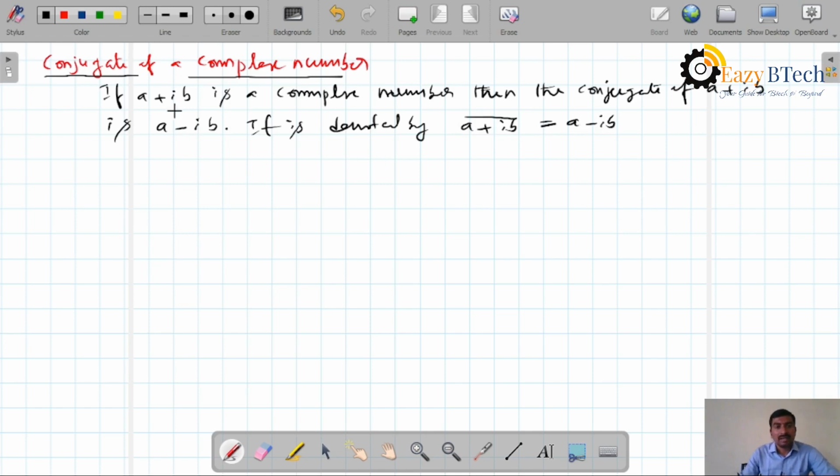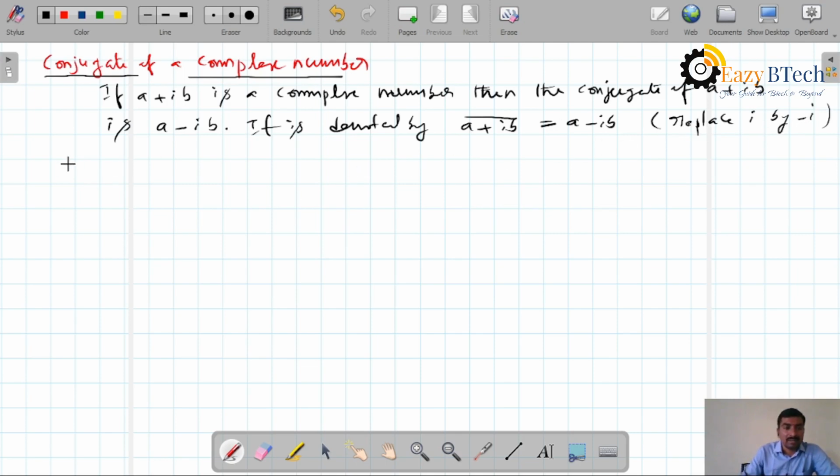So here, if a plus ib is a complex number, then the conjugate of a plus ib is a minus ib. It is denoted by a plus ib whole bar. This means the conjugate of a plus ib is a minus ib. The simple logic is: replace i by minus i, then you will get the conjugate of a complex number.